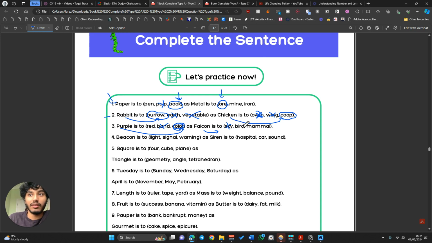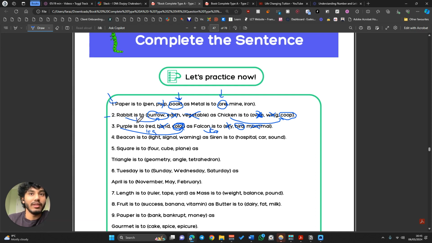Falcon is a bird, and it is not a mammal. So yeah, there you go. Purple is a colour. Falcon is a bird. That's the relationship there. Although it says "is to", you need something that makes it make sense. So "is a" works here.